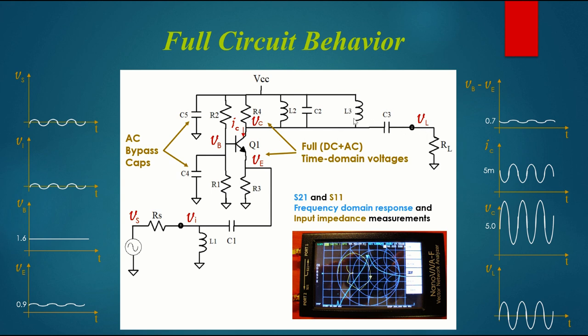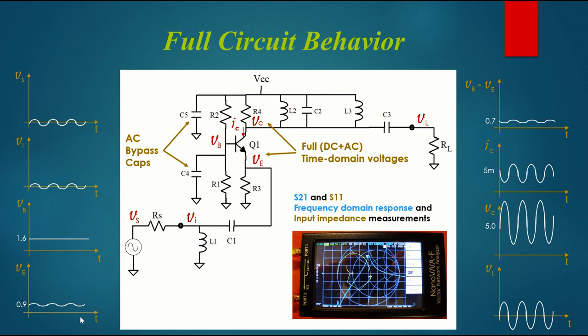So that impedance change from 3K down to 50 is associated with a voltage change as reviewed in the previous video. And we can see it here on the right as a smaller load voltage variation than on the collector itself. So this is the full picture in what's called the time domain.